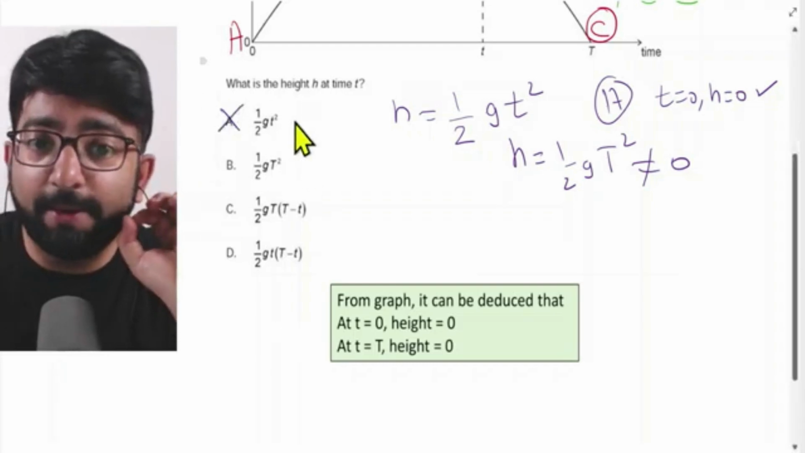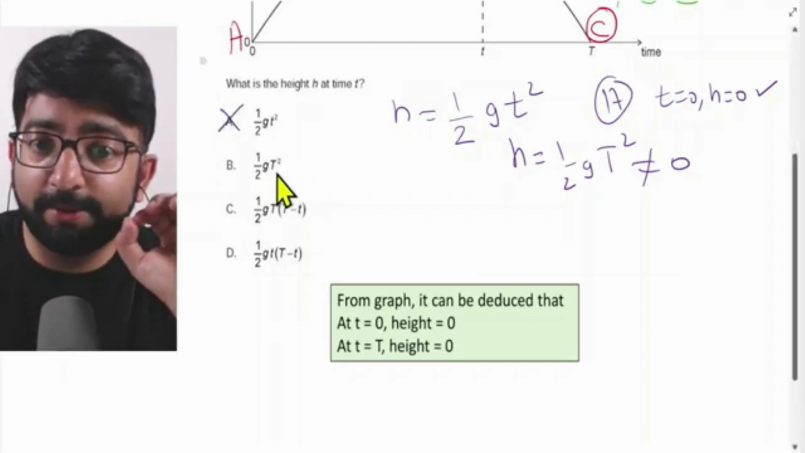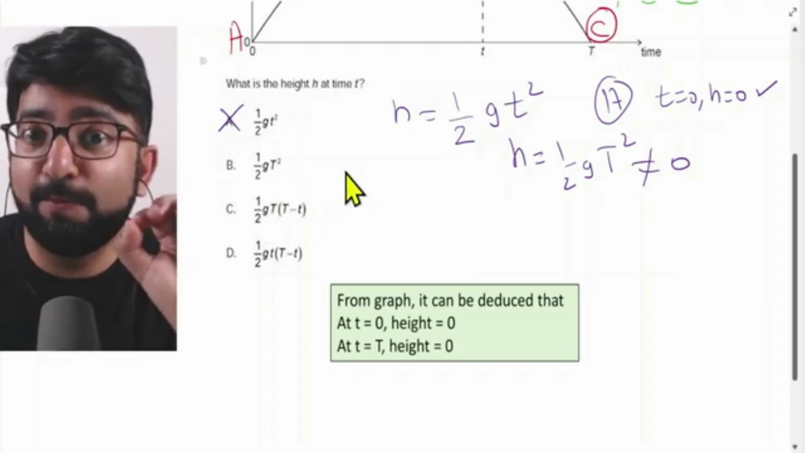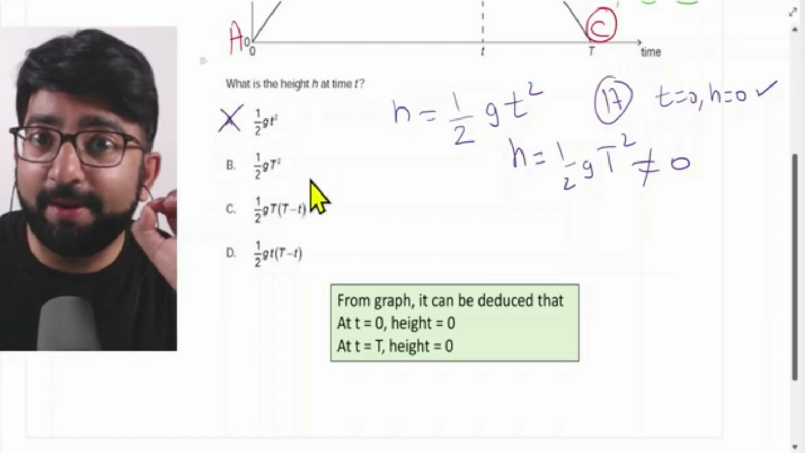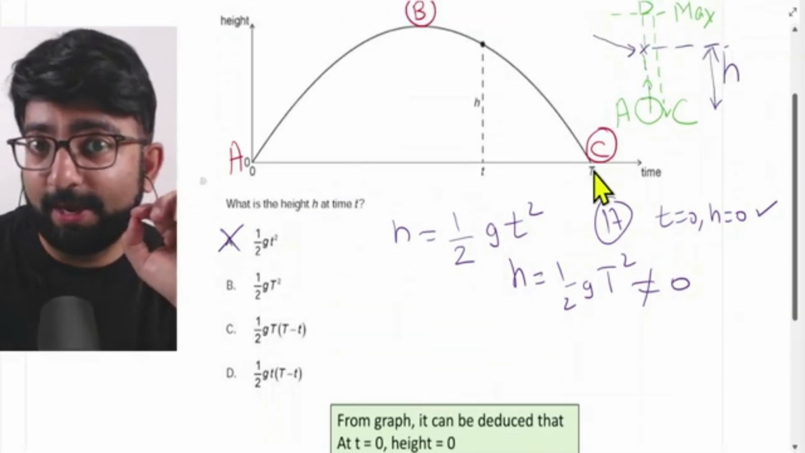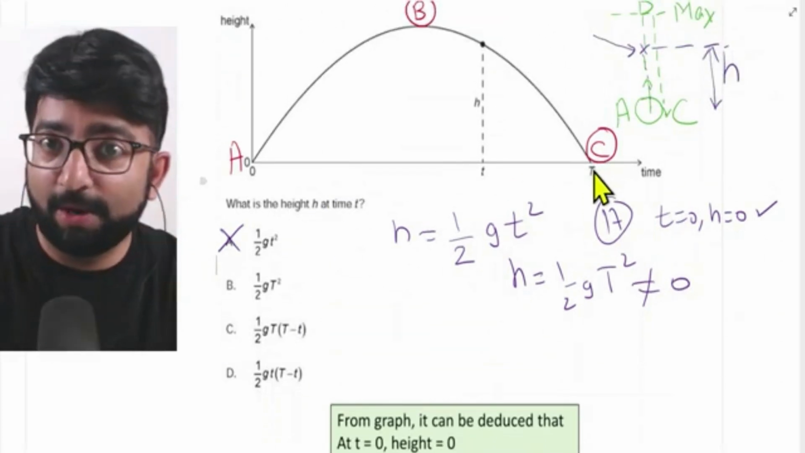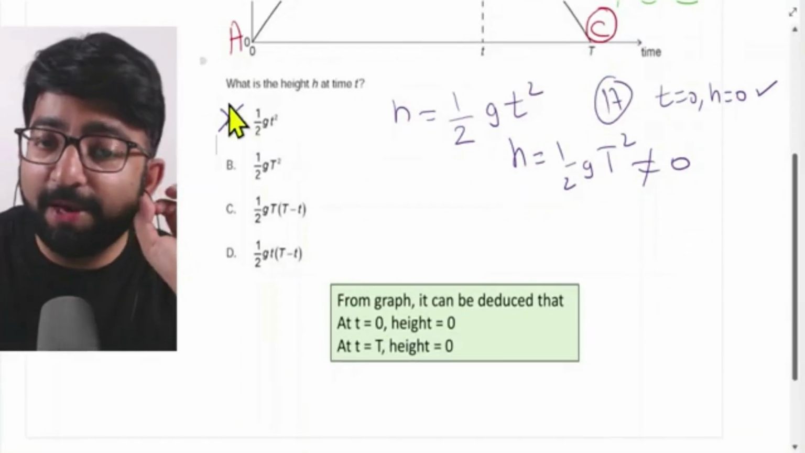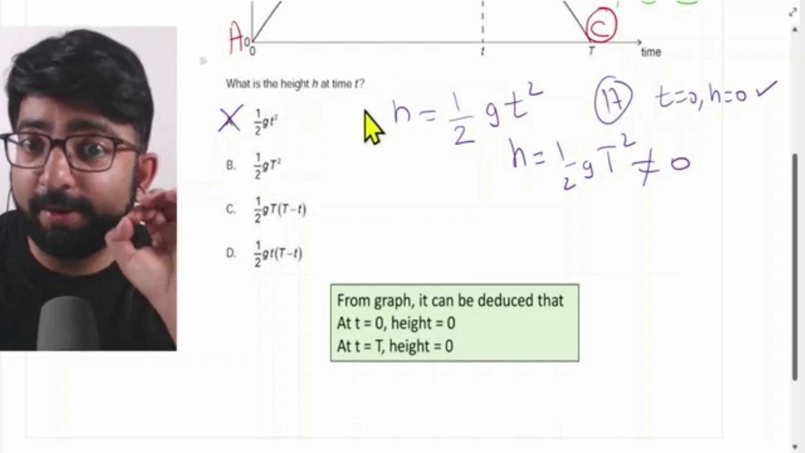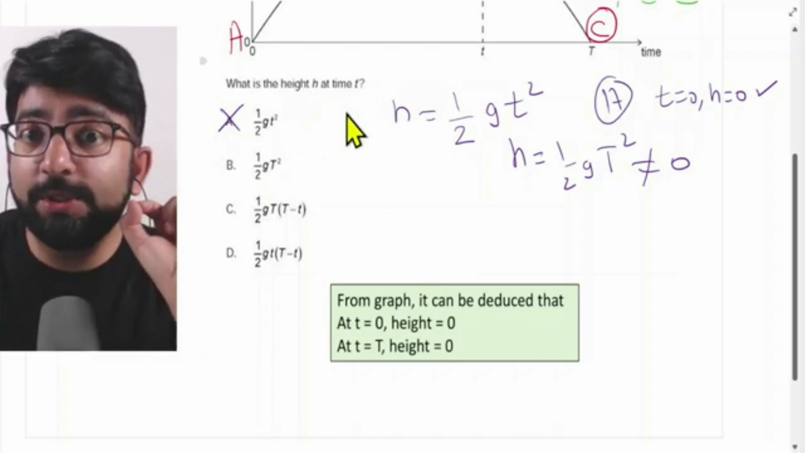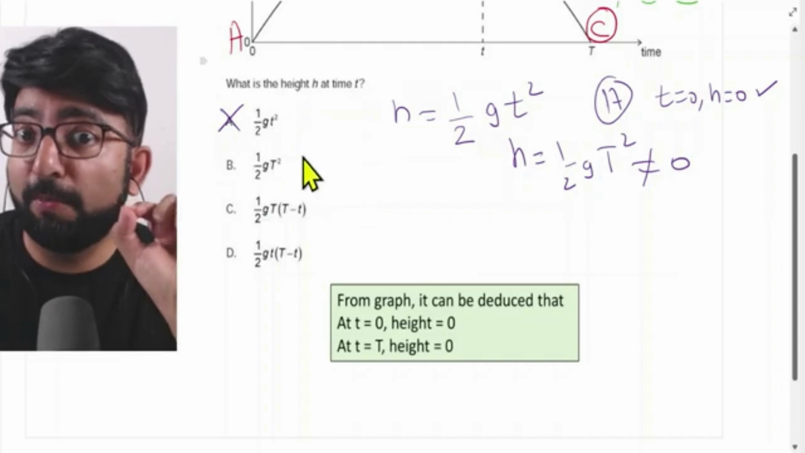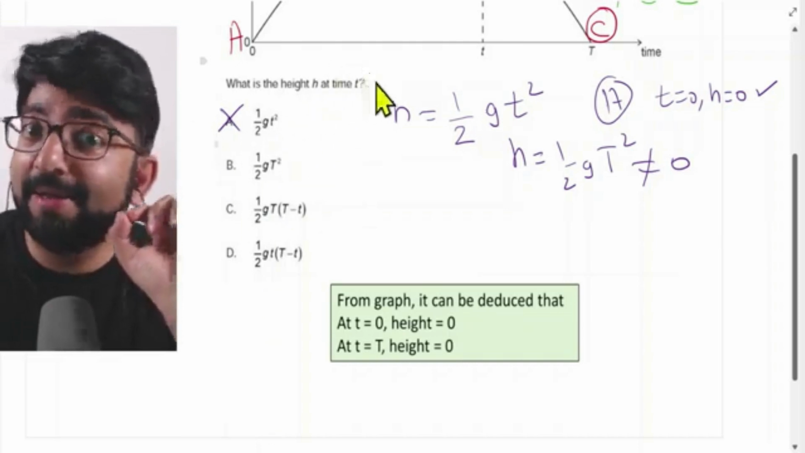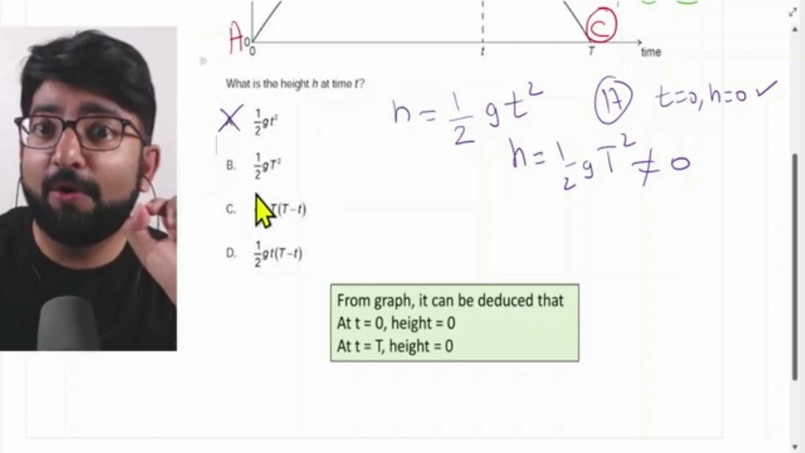Now, let us look at option B. It is half g capital T square. Now, this expression doesn't even have the variable time, small t, because capital T here is a specific time. That time is the time taken by the ball to come back to the ground. And that capital T is definitely not 0. To sum up, we have to find the height at a particular time t. Now, t is the variable, which means the expression should have the small t, the time variable. And according to option B, the height at any given time t is a constant, which of course is not possible.